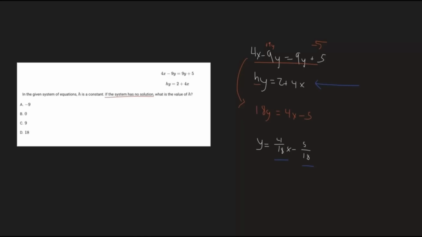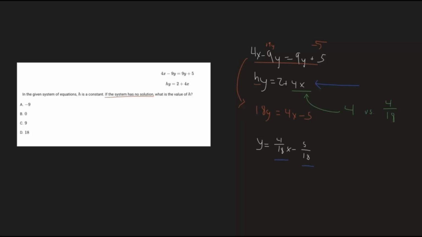So we have hy equals 2 plus 4x. Let's zoom in on this slope, right? The current slope is 4, as a value of 4. Let's just ignore the x for now. The current value of 4 is very different from the slope that we want, which is 4 over 18. So how do we go from 4 to 4 over 18?